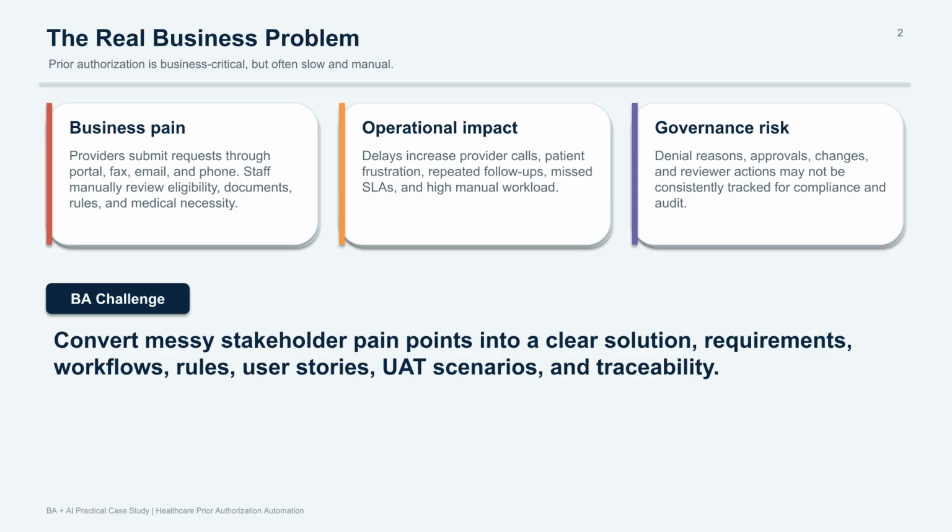Prior authorization is a process where approval may be required before a patient receives certain healthcare services, treatments, medications, or procedures. The problem is that many organizations still manage this process manually. Requests may come from portals, fax, email, or phone. Staff must check eligibility, documents, rules, status, and approvals manually. This creates delays, confusion, repeated provider calls, and limited visibility for managers.